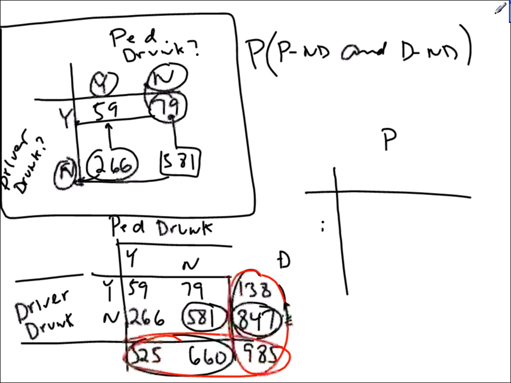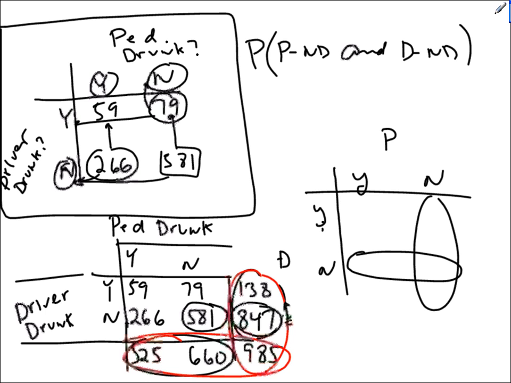You have the pedestrian and the driver. Yes, no. Drunk or not drunk? Well, "and." The pedestrian not drunk would fall in there. The driver not drunk would fall in here. But since it says "and," we want both of them to be true. For example, this number here, whatever it is, it would mean that the pedestrian was drunk, but the driver was not. This area here would mean the pedestrian was not drunk, but the driver was.